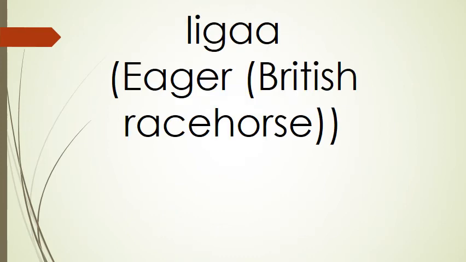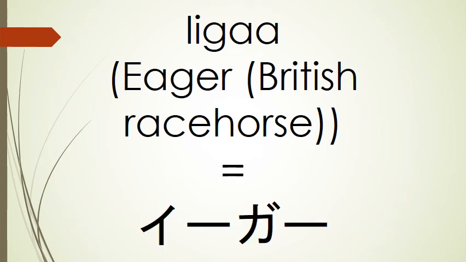Next, iga, which means eager, the name of a British racehorse. I chose this one because I think most of the time Japanese people don't use the English word eager in their language, but they do use the katakana word iga to talk about the British racehorse who was named Eager. So there you go. So we have i, long dash, ga, and another long dash, iga.